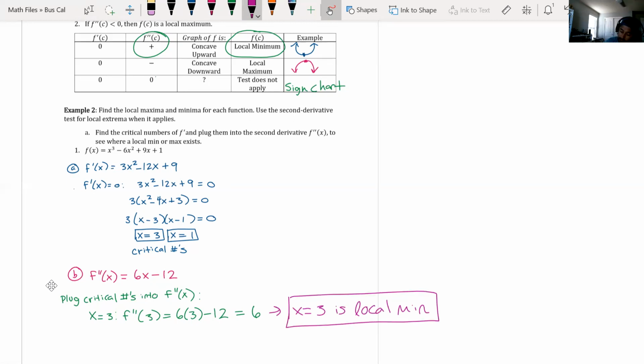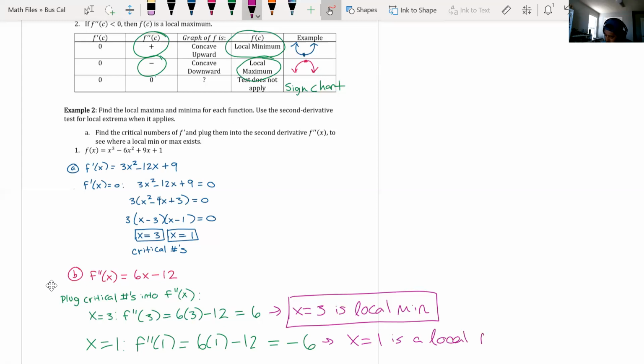Then we have one more critical number to plug in, x equals 1. f double prime of 1 gives me 6 times 1 minus 12, which gives me negative 6. So the second derivative at our critical number of 1 is negative. Looking at the chart above, if the second derivative is negative at our critical number, we have a local max. So this means x equals 1 is a local max.